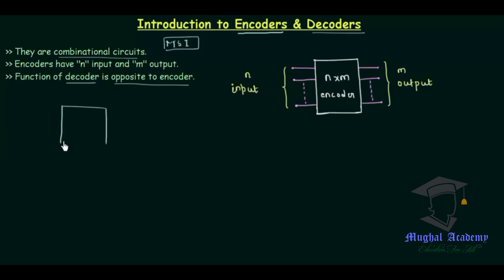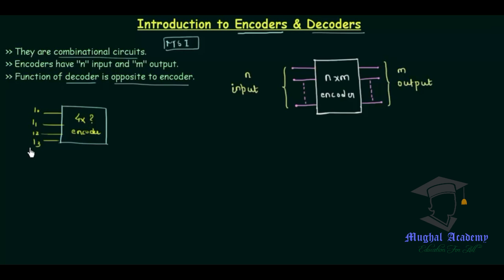So let's say I have an encoder, and in this I have 4 inputs, so this is 4 cross m. I don't know what the value of m is, because we have to find out the relation between n and m. Let's say the inputs are I0, I1, I2 and I3. They are the 4 inputs. Now a very important thing for these encoders is that they are used to minimize the number of data lines.